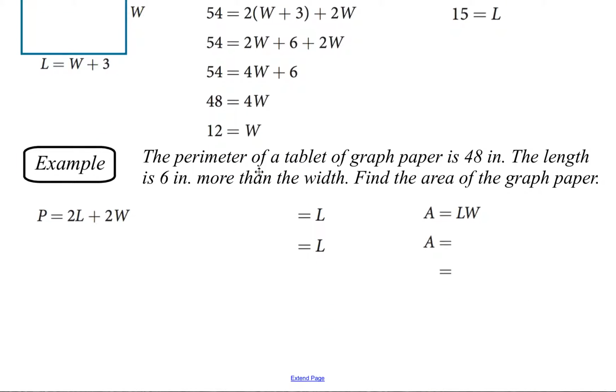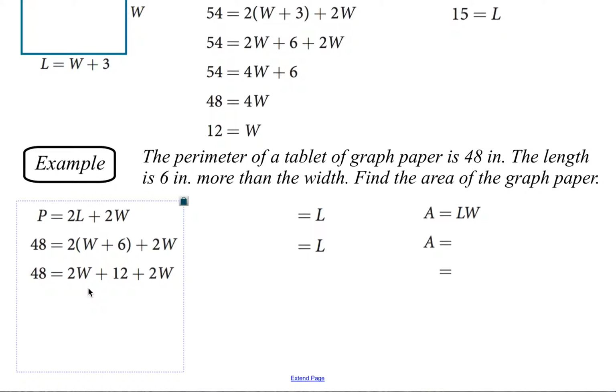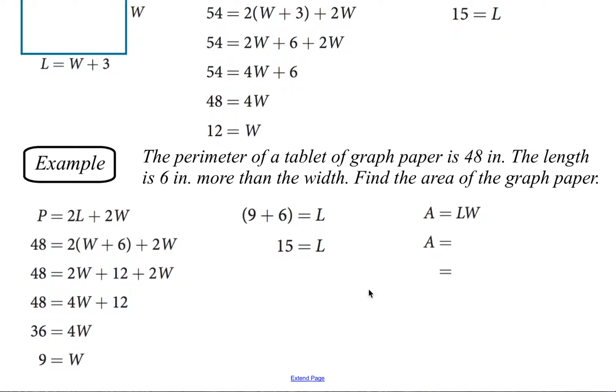In the second example here, we have the perimeter of a tablet of graph paper, 48 inches. Length is 6 more than the width. Find the area. So again, the perimeter is twice the length plus twice the width, and we know that the perimeter is 48. We know that the length is 6 more than the width. So we're going to substitute in for L here, 6 plus W. So 48 for our perimeter, 6 plus W for our length. Distributive property, gather your like terms, and get your variable alone and solve. We get the width is equal to 9. So if the width is 9, that tells us that the length is 6 more than that, which is 15.